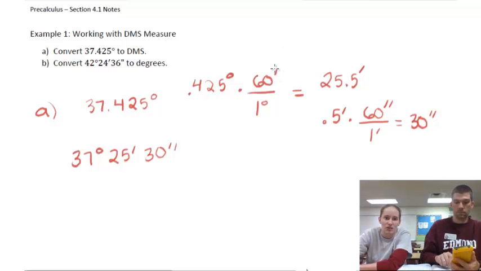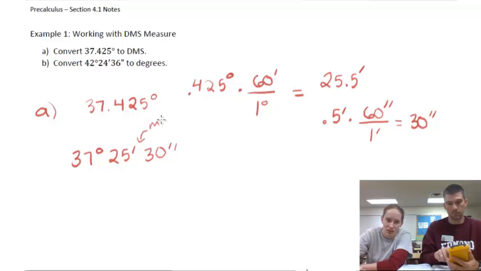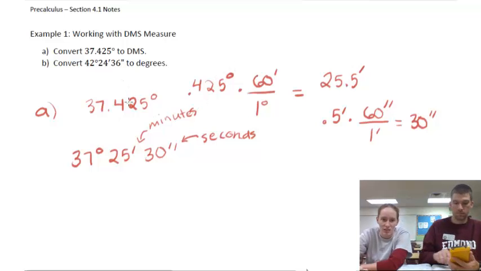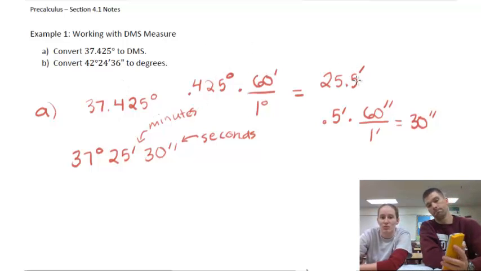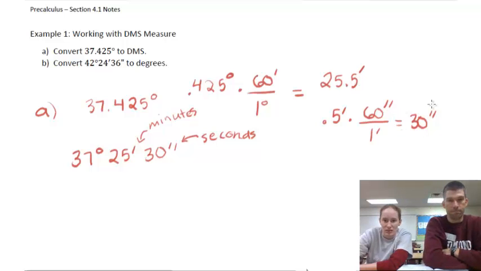So these marks, by the way, we just called these marks minute and second. They look like feet and inches, but apparently we double dip with this notation. So keep that in mind, minutes and seconds. If you take the decimal part, times it by 60, that gives you the minutes. Take the decimal part and times it by 60 again, and that gives you the seconds. So this is our answer for that one.